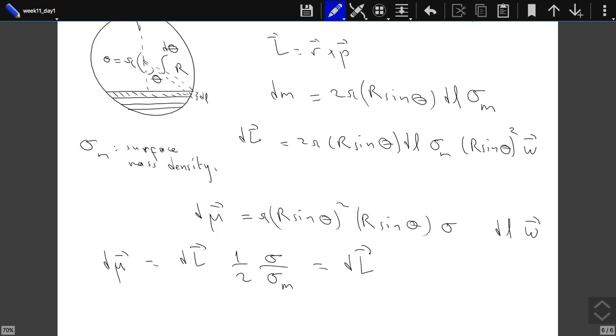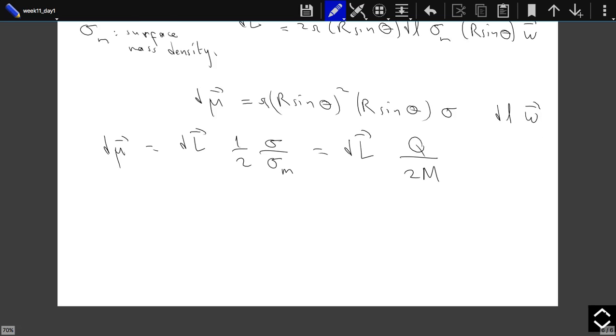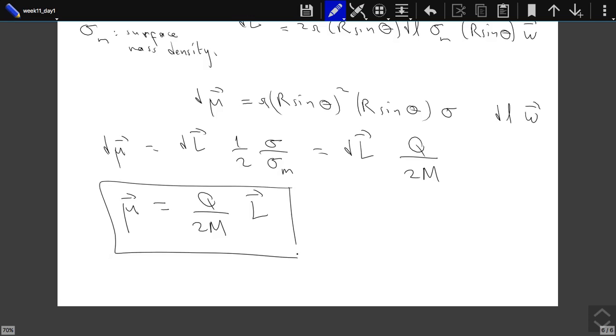Or this is equal to the L, since I'm assuming that the surface charge density and the surface mass density are homogeneous. This is nothing but Q over 2m. This is the contribution from this ring on the surface. And in fact, I can just integrate both sides. So the magnetic dipole moment of this object is equal to its charge divided by twice its mass multiplied by its angular momentum.